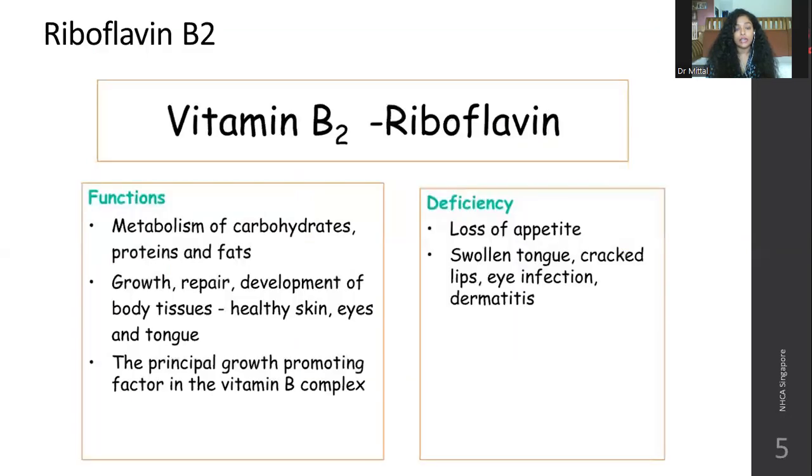So is it clear about thiamine so far? The important aspects of thiamine.